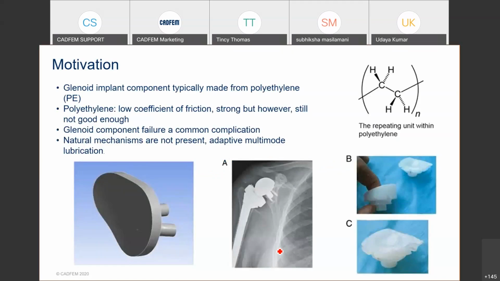So what is the actual motivation behind this, considering the glenoid implant, the glenoid part. As you can see here, this part is most of the time made of polyethylene, which has a very low coefficient of friction, which is suitable for these conditions. At the same time, it should be strong enough, right? But still it fails.